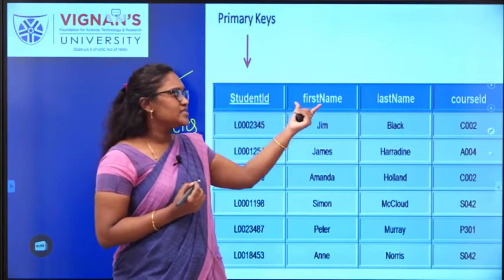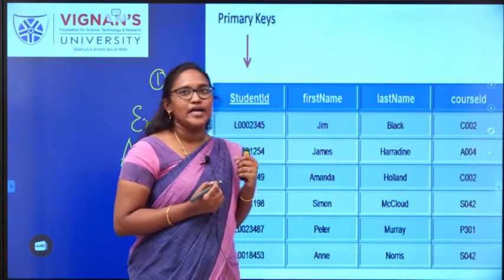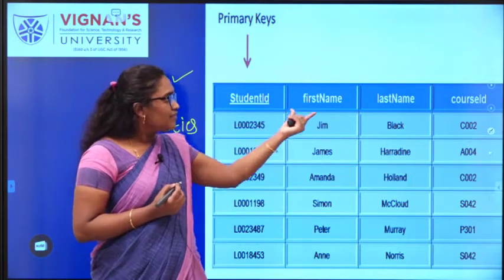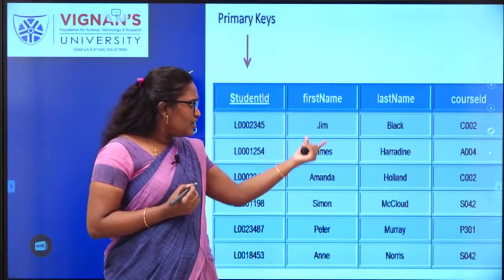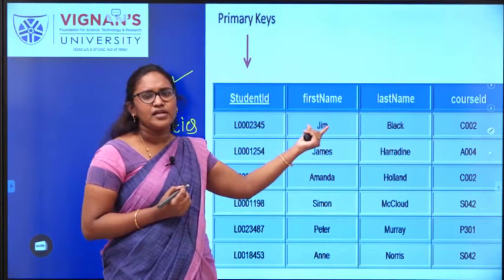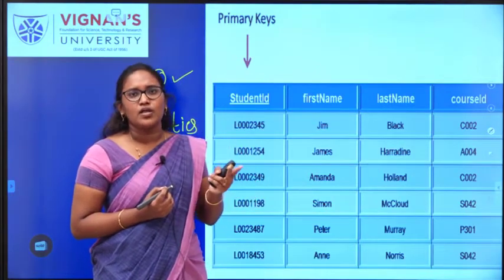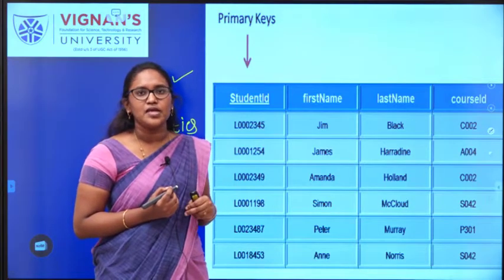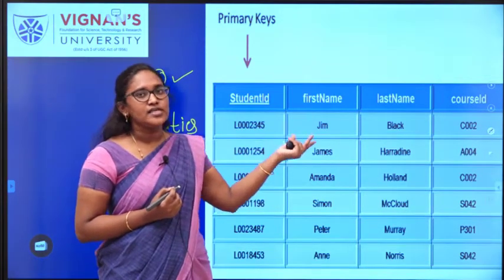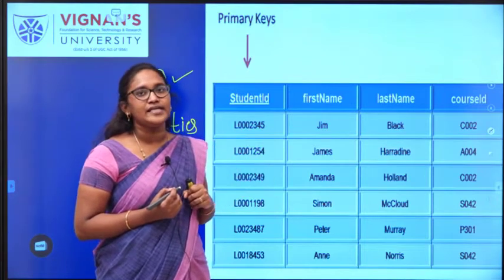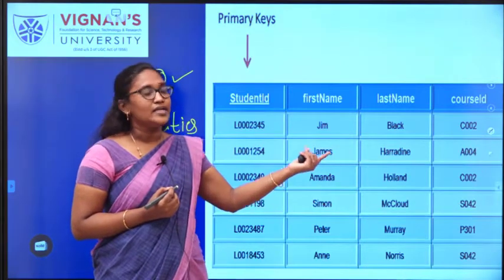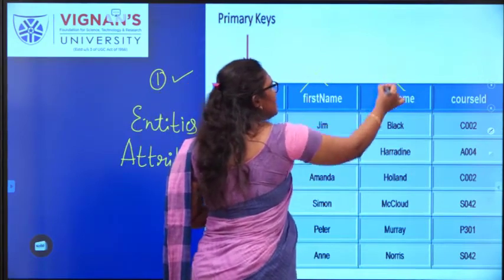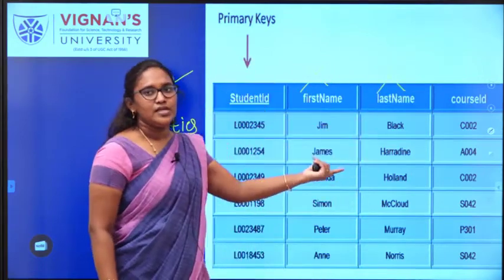So here first name, last name and course ID. Why are those not called primary keys? Take first name: two or more persons in a class may have the same name. So how can you say it is used for uniquely identifying? You cannot say it, right? That is the reason first name and last name are not primary keys.